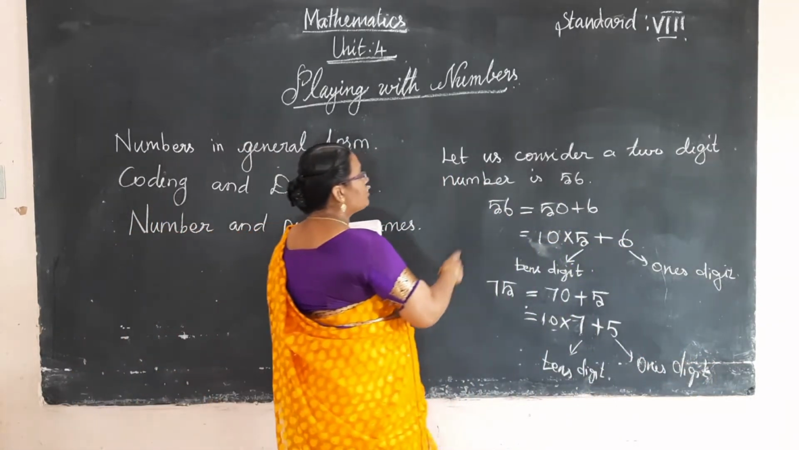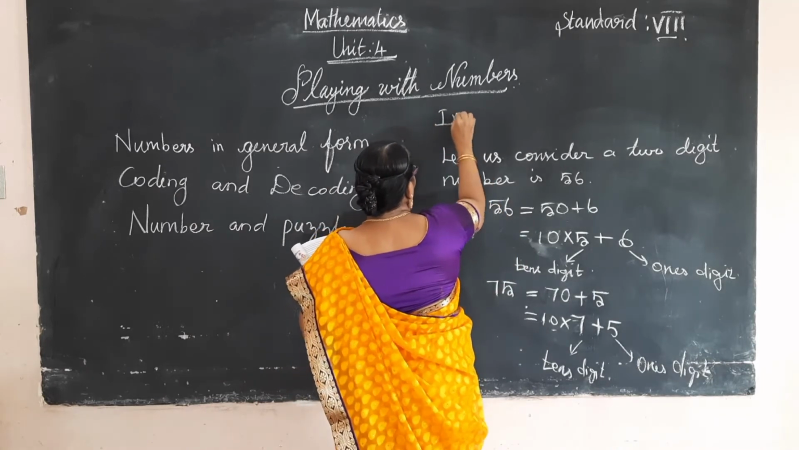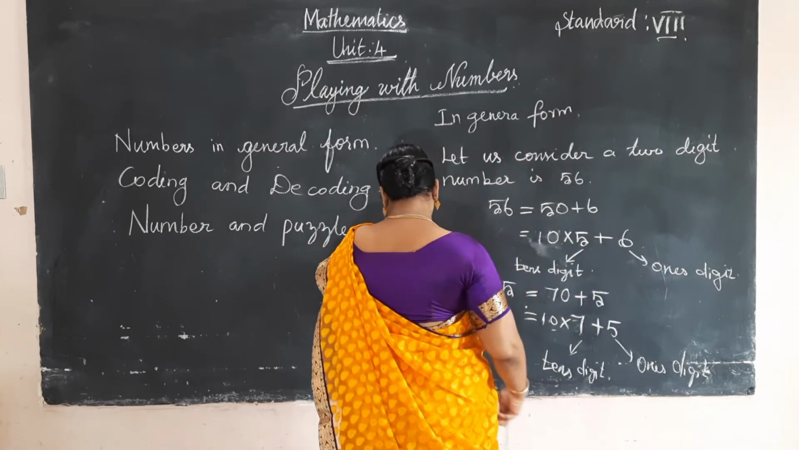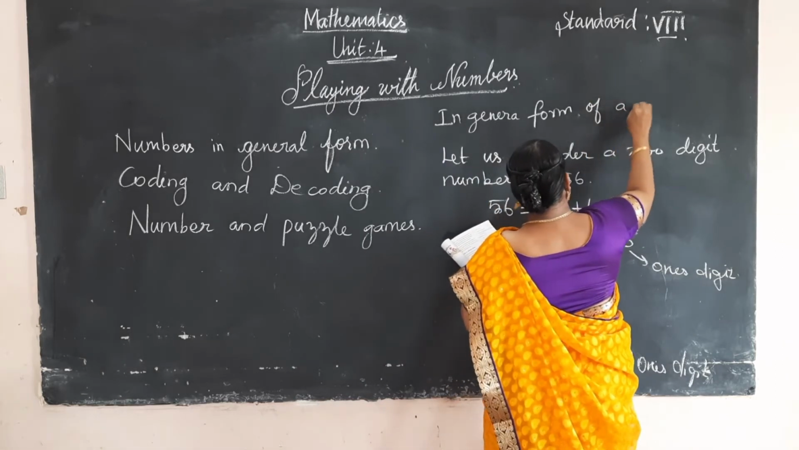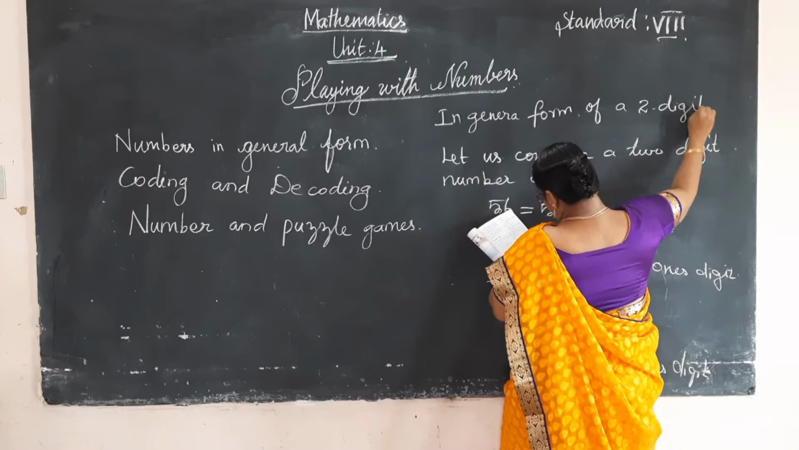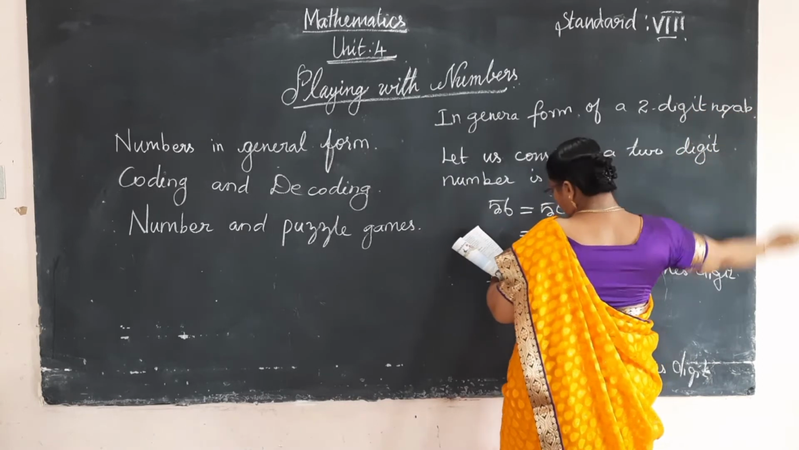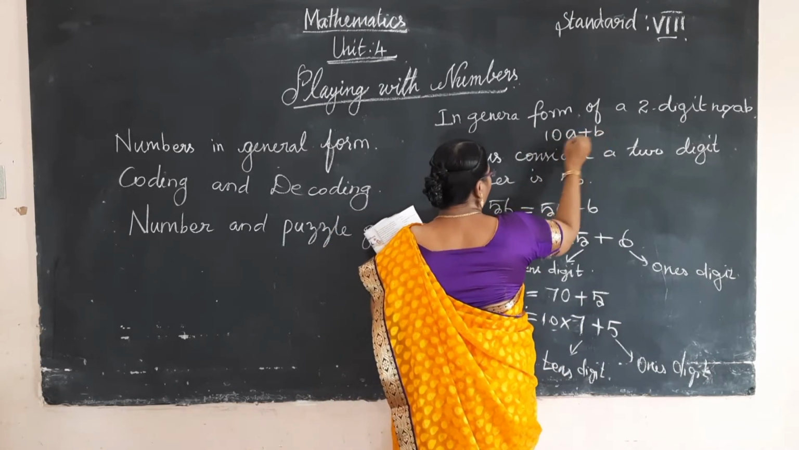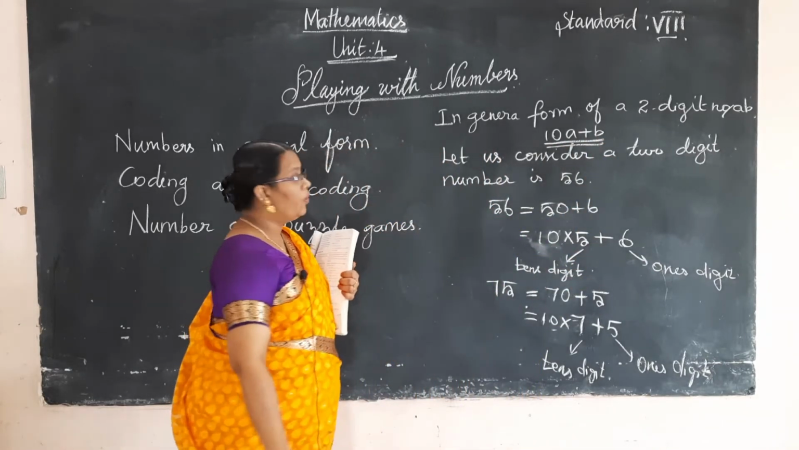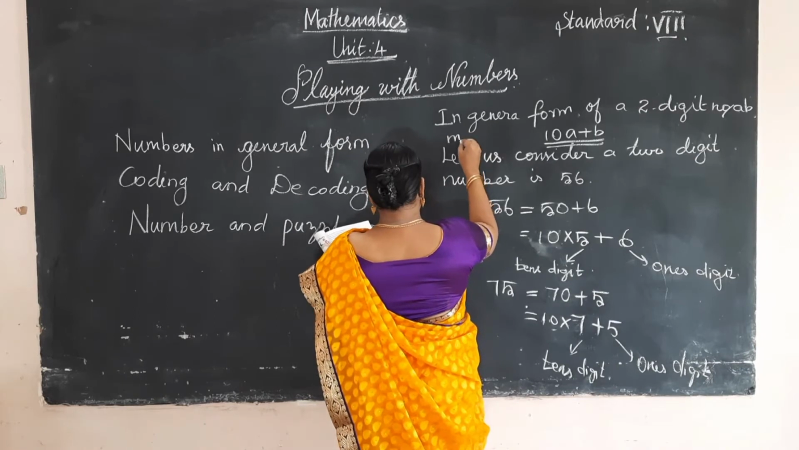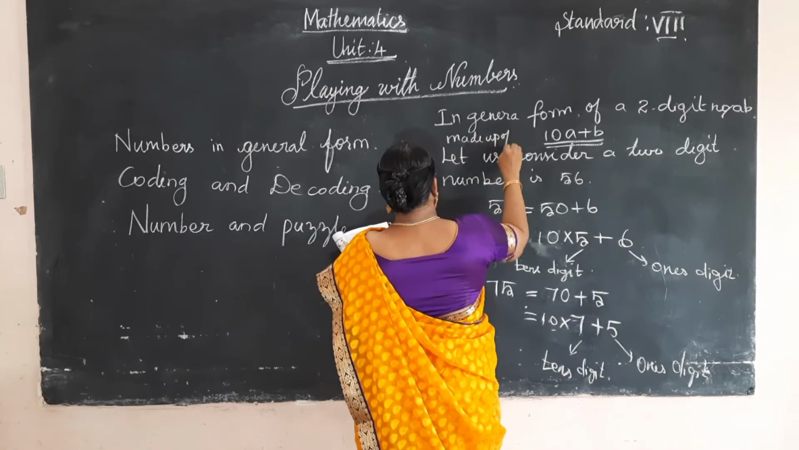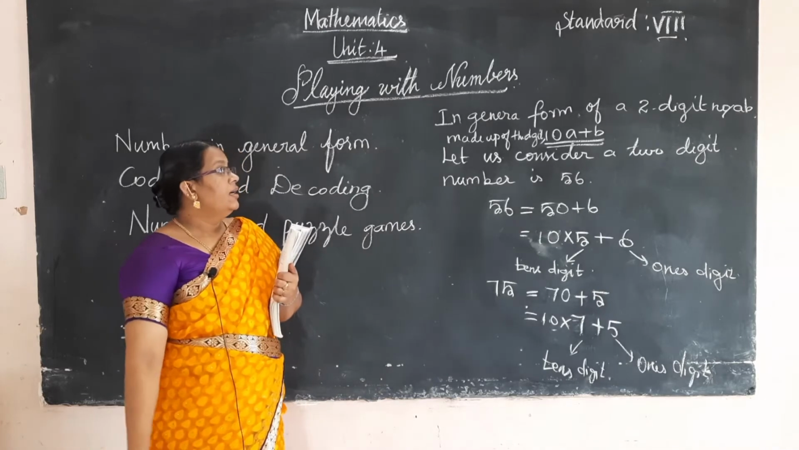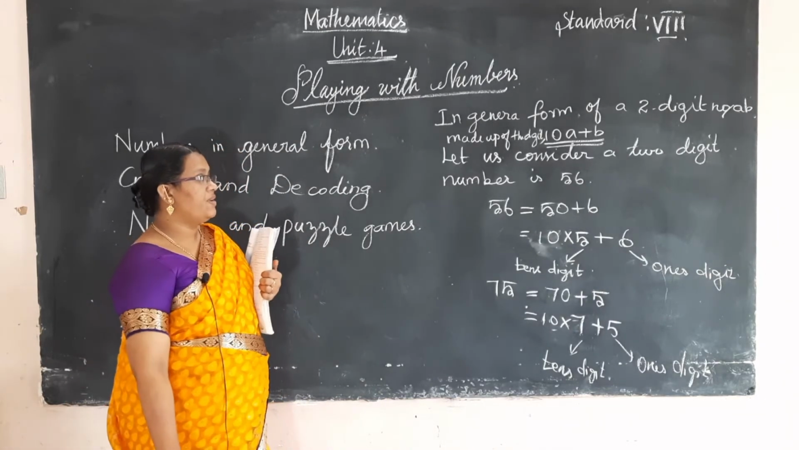In general we write this 2-digit number in general form. In general form of a 2-digit number AB, made up of the digits A and B, how can you write? 10A plus B. Okay, this is a 2-digit number.